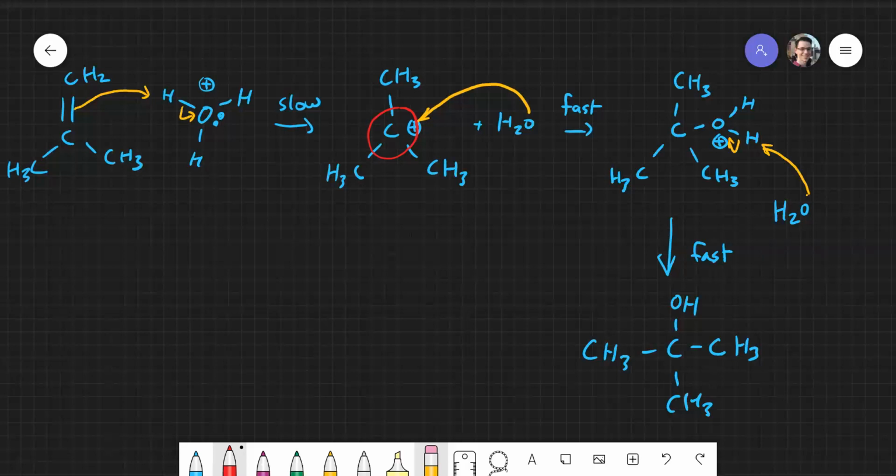So this is generally not the proper reaction to use if you wanted to make a primary alcohol. Note, tertiary carbocations make a tertiary alcohol. So this is better for making secondary, tertiary alcohols.